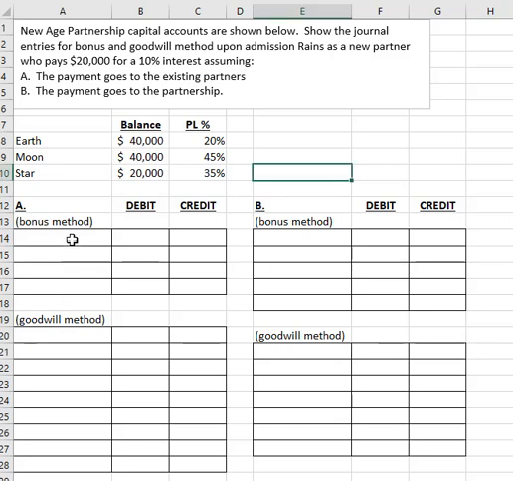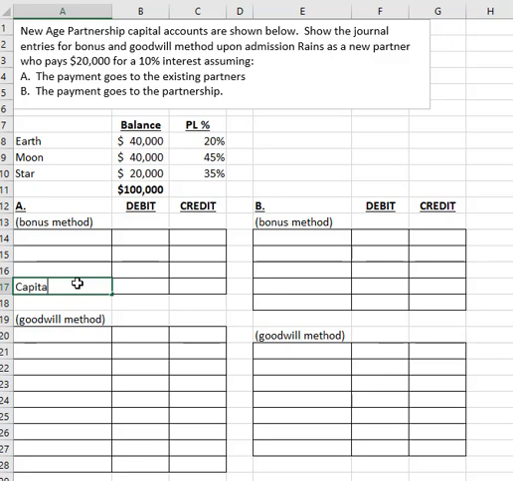So that means that the partnership will not actually have a debit to cash because they didn't get any cash, but the partners that did get the cash are going to share their capital with the new partner. So Rains is going to come in. Let's add up the capital here. So there's 100,000 of total net assets in the partnership, and Rains is going to get 10% of that. And the 20,000 is not coming to the partnership, but he's still going to end up with 10%.